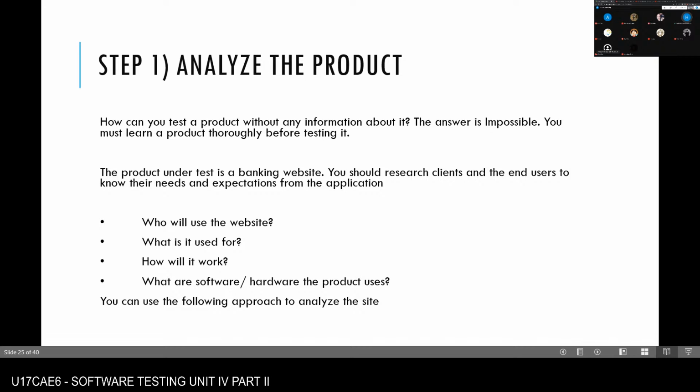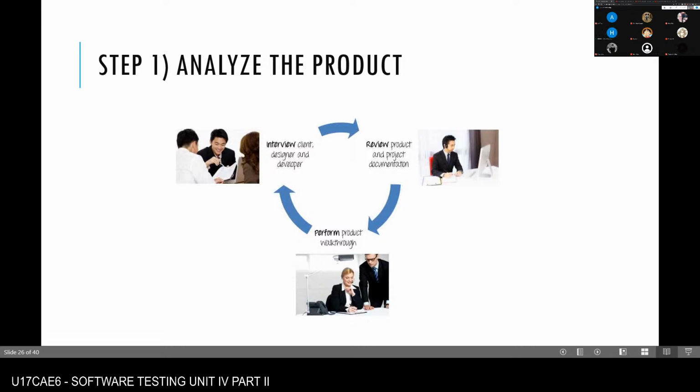So the requirements, you already know, you have to ask them some questions. The questions that you can pose are: who will use this website, who are the intended customers, how will it work. All those things you can use to analyze. So this is a basic analysis strategy. When you're asking questions, it's called an interview. You can interview the client, the designer, the developer. Then you can review your project and documentation to find out what they have done, and then you can perform a walkthrough, going through the various steps. So this is how you can analyze your projects.